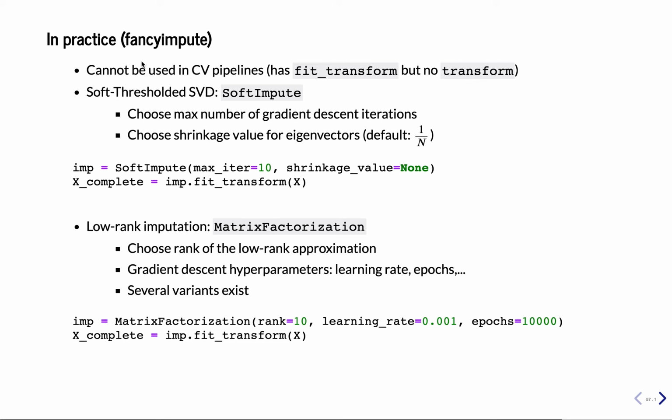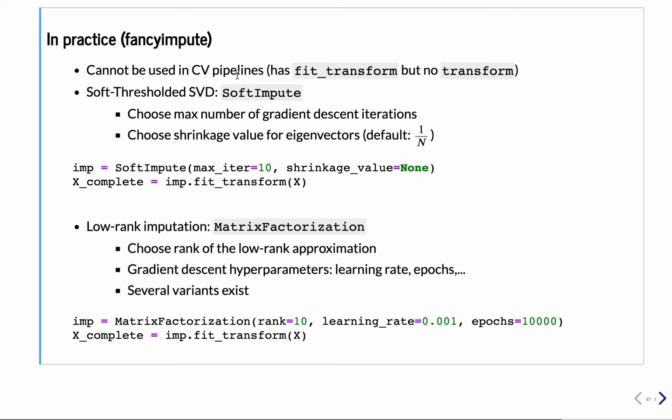The techniques that we have in here are first soft impute. The fact that it's not in a CV pipeline is, of course, annoying. So it means that you will have to impute your missing values beforehand, before you give it to the pipeline. That's not ideal, but in many cases, it's not the worst thing in the world either.